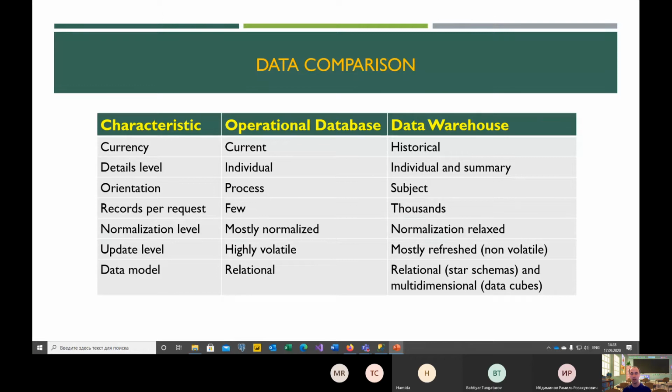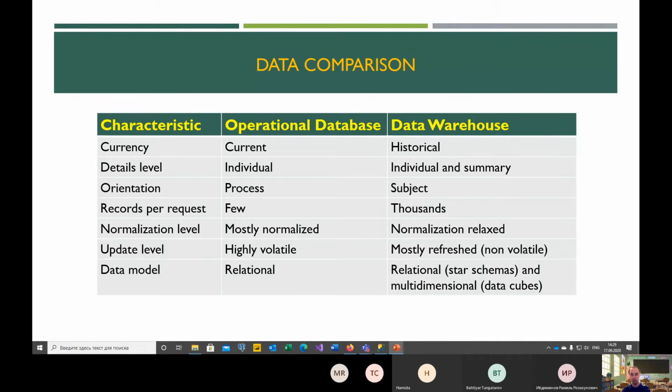So how many records do we have? Usually for operational databases there are fewer records than in the data warehouse, where we have hundreds and thousands of records. And the normalization level in the database is like a standard to have the data represented in several normal forms, up to the Boyce-Codd normal form, or even the fourth normal form.